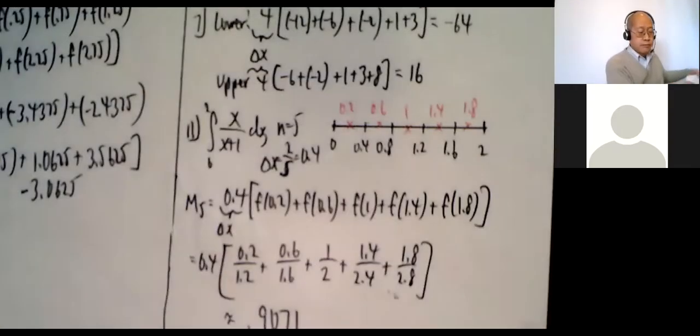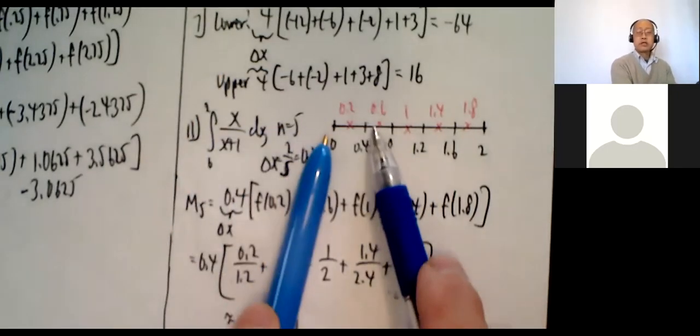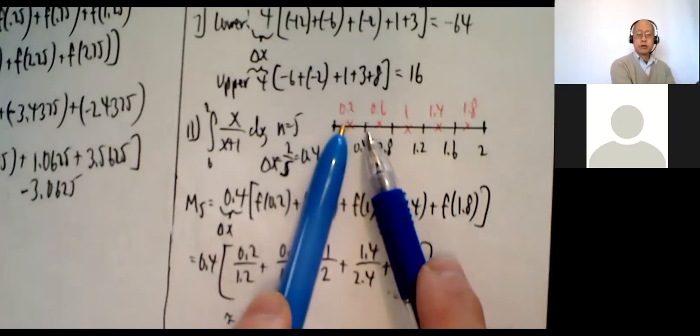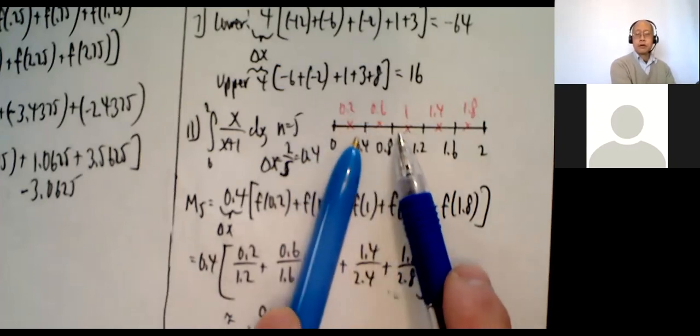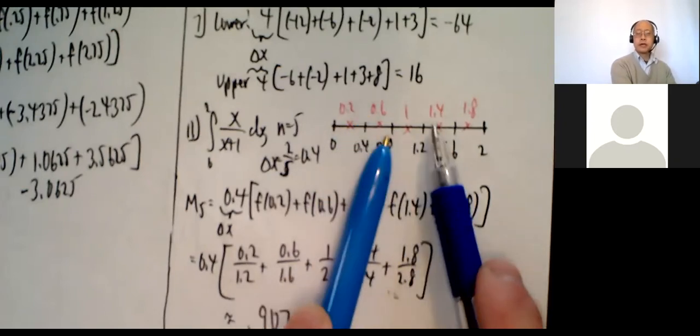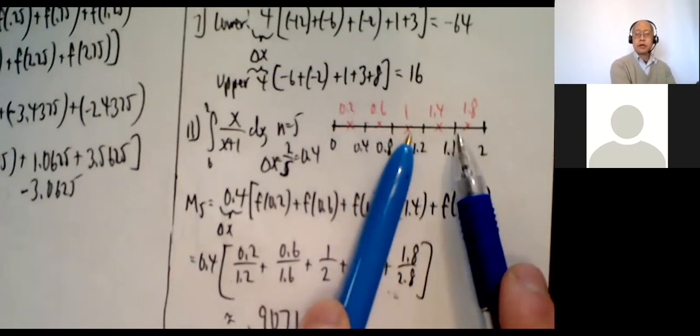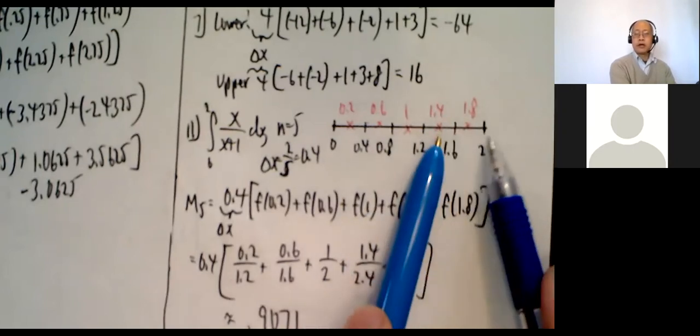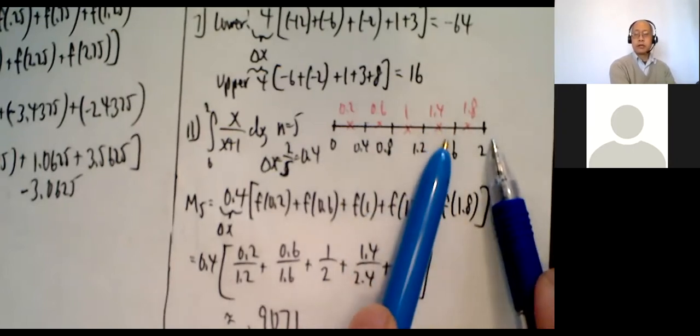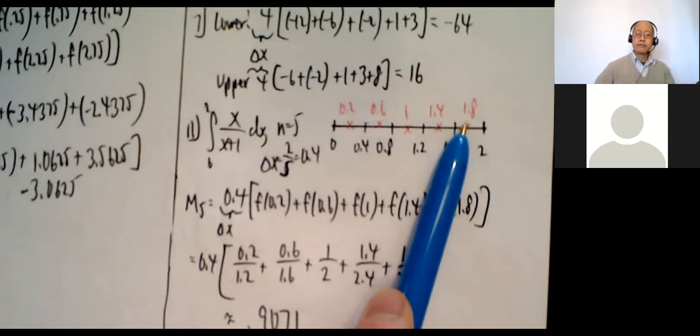9 and 11. So in red, I picked the midpoint on each subinterval. So what's the midpoint of the first subinterval from 0 to 0.4? 0.2. What's the next midpoint between 0.4 and 0.8? 0.6, and 1, and 1.4. And finally, what's midway between 1.6 and 2? 1.8.